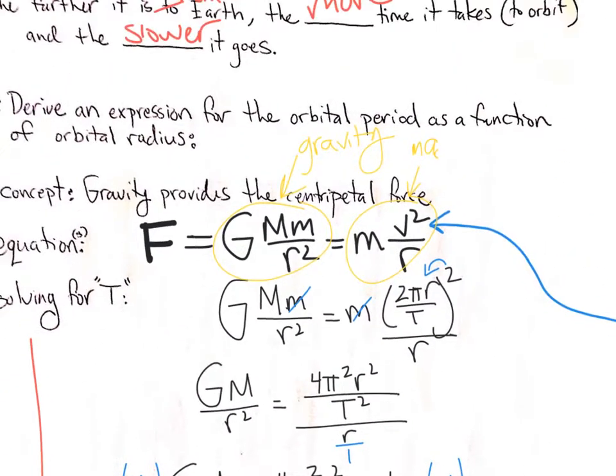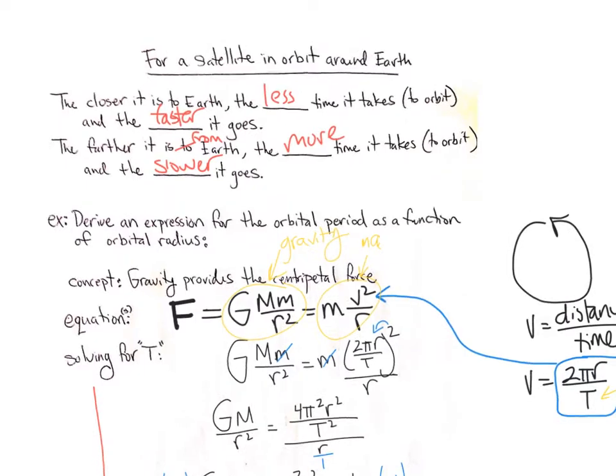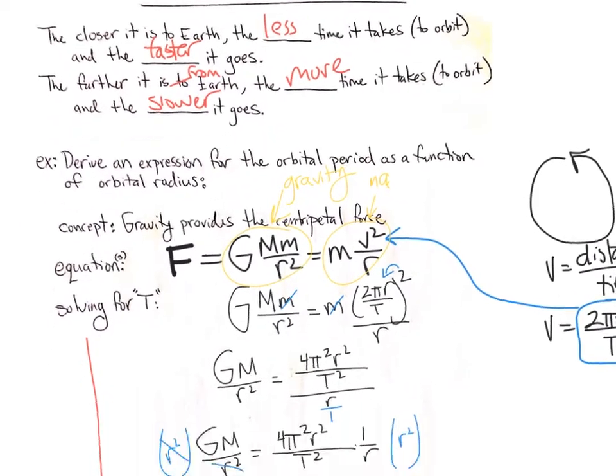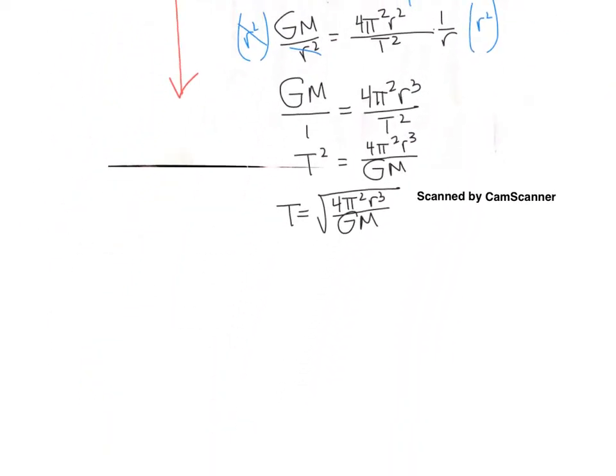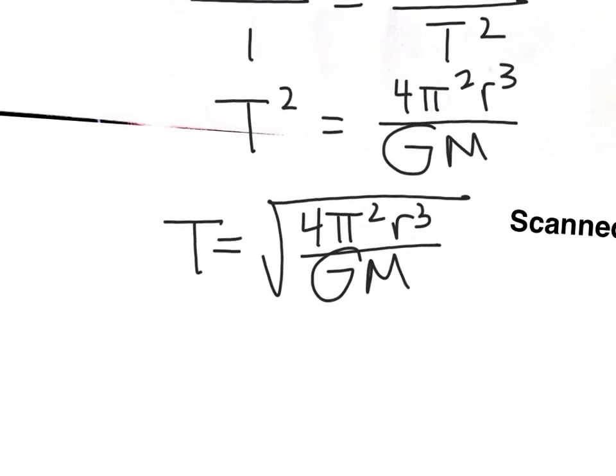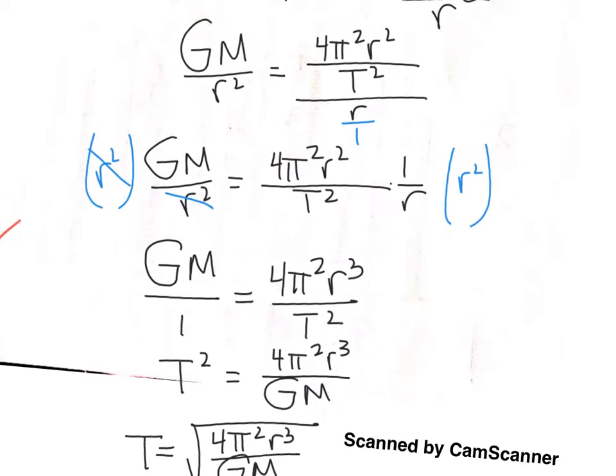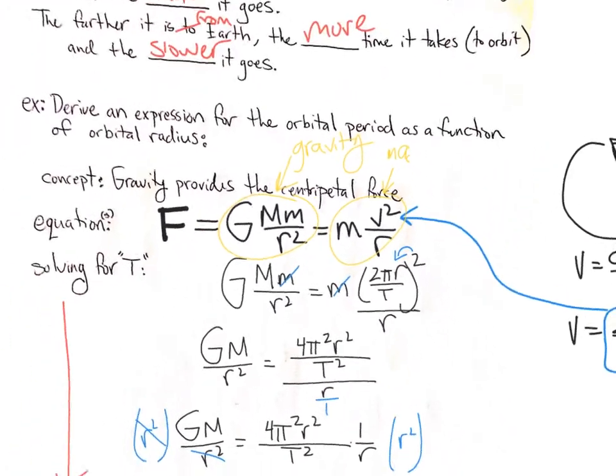Okay, and so this isn't a formula that's given to you. It's interesting to look at how the orbital period, the time it takes to go around, depends on how far away you are. So the farther you are, the more time it takes to go around.